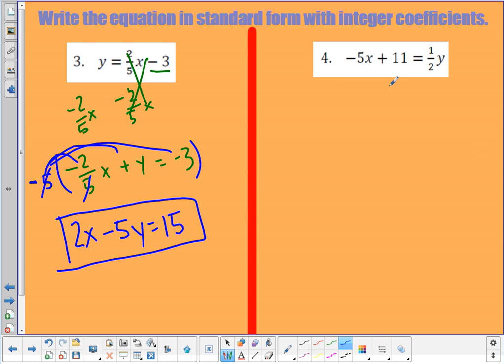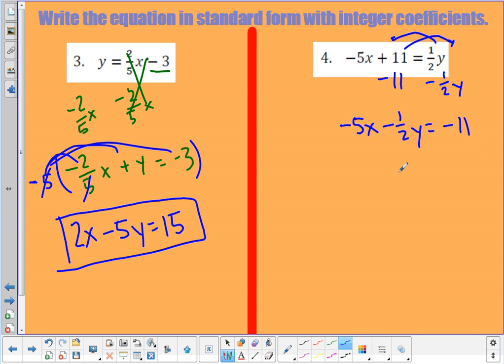Okay. In number 4, I have -5x plus 11 is equal to 1/2 y. So I need to take that y term and move it over here, take the 11 and move it over there, and see what that gives me. So my -5x doesn't change, -5x is still in the front. Now I have -1/2 y, and then I have -11 on the right.